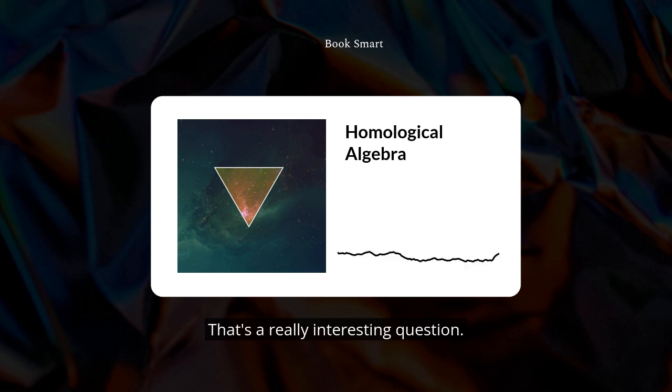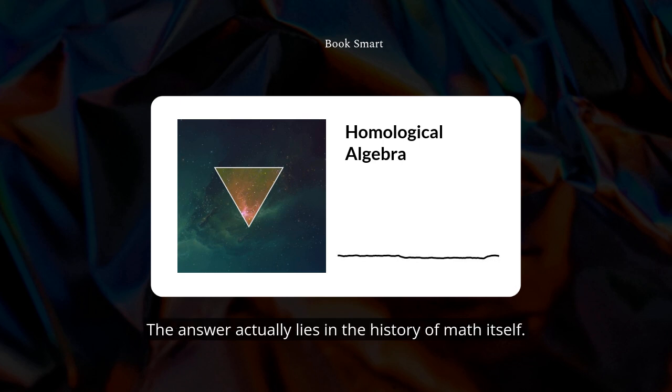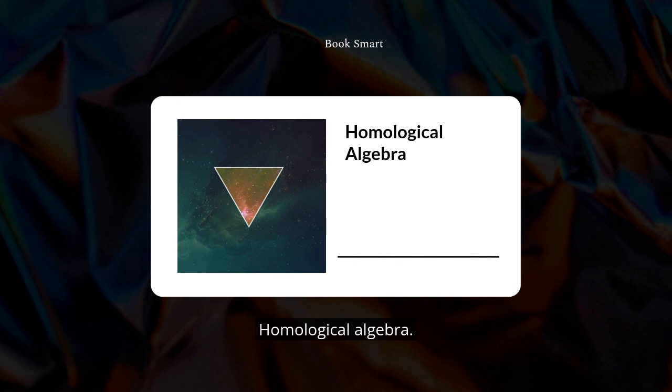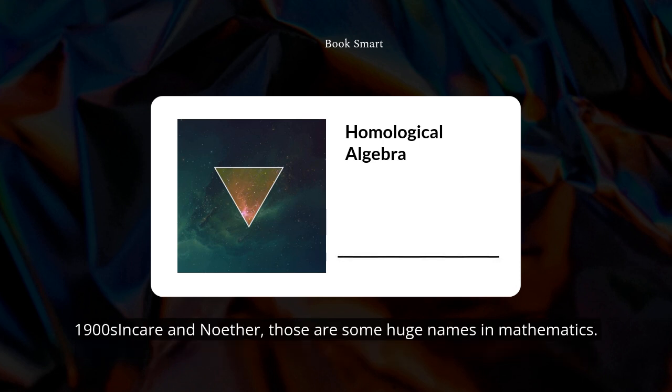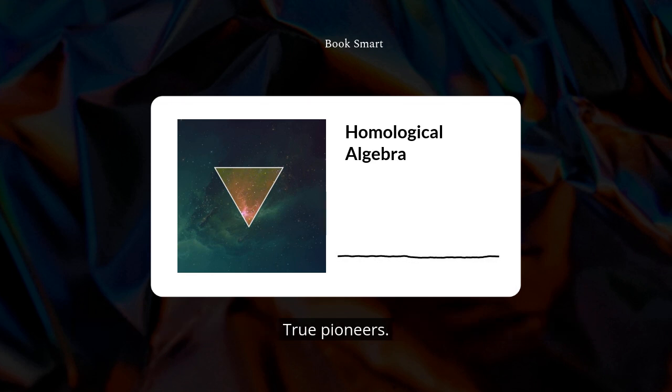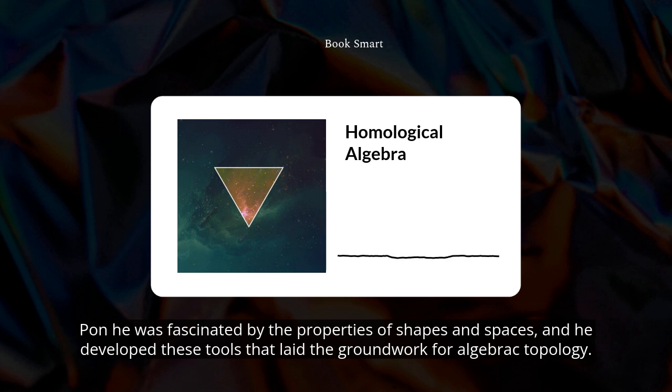That's a really interesting question. The answer actually lies in the history of math itself. Homological algebra has its roots in the study of topology, particularly the work of mathematicians like Henri Poincaré and Emmy Noether back in the early 1900s. Poincaré and Noether, those are some huge names in mathematics. True pioneers. Poincaré was fascinated by the properties of shapes and spaces, and he developed these tools that laid the groundwork for algebraic topology.